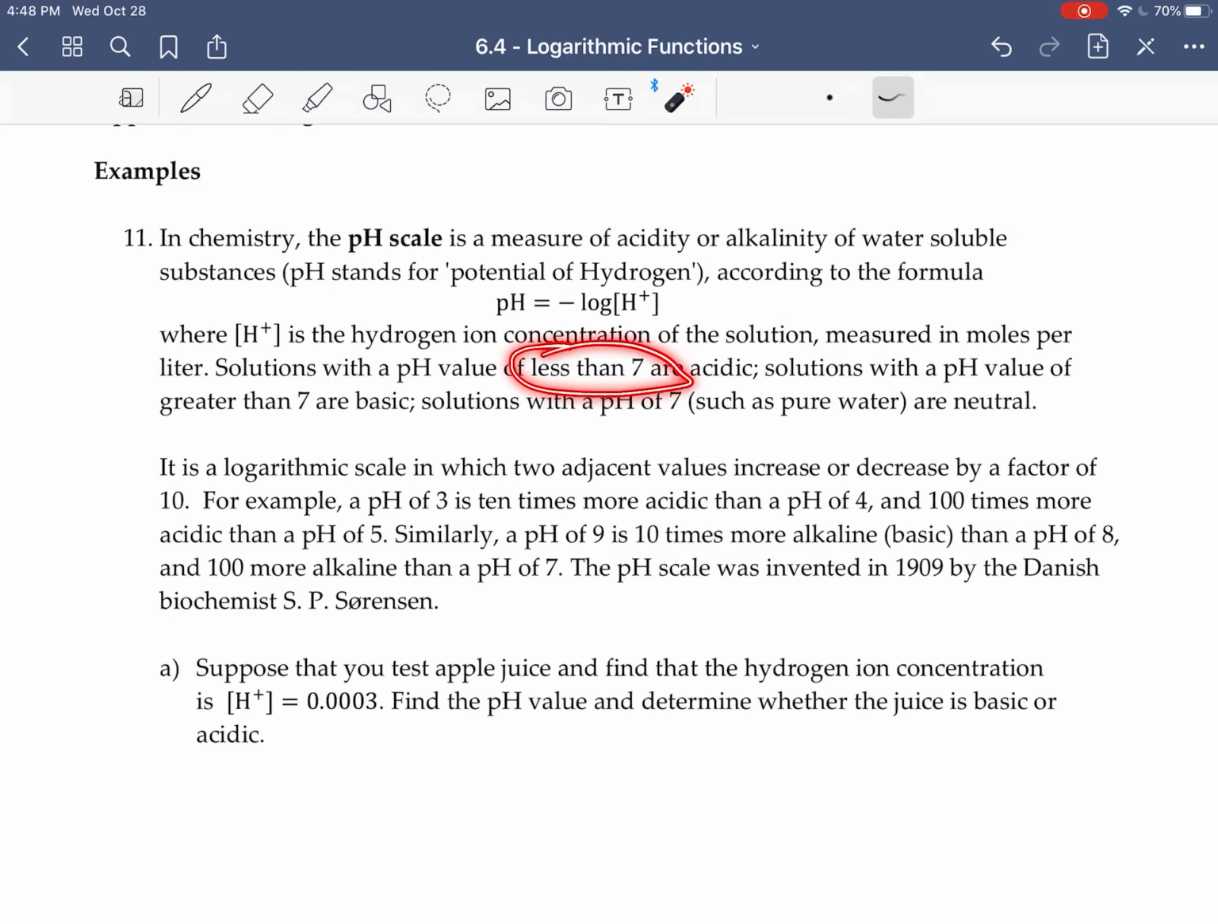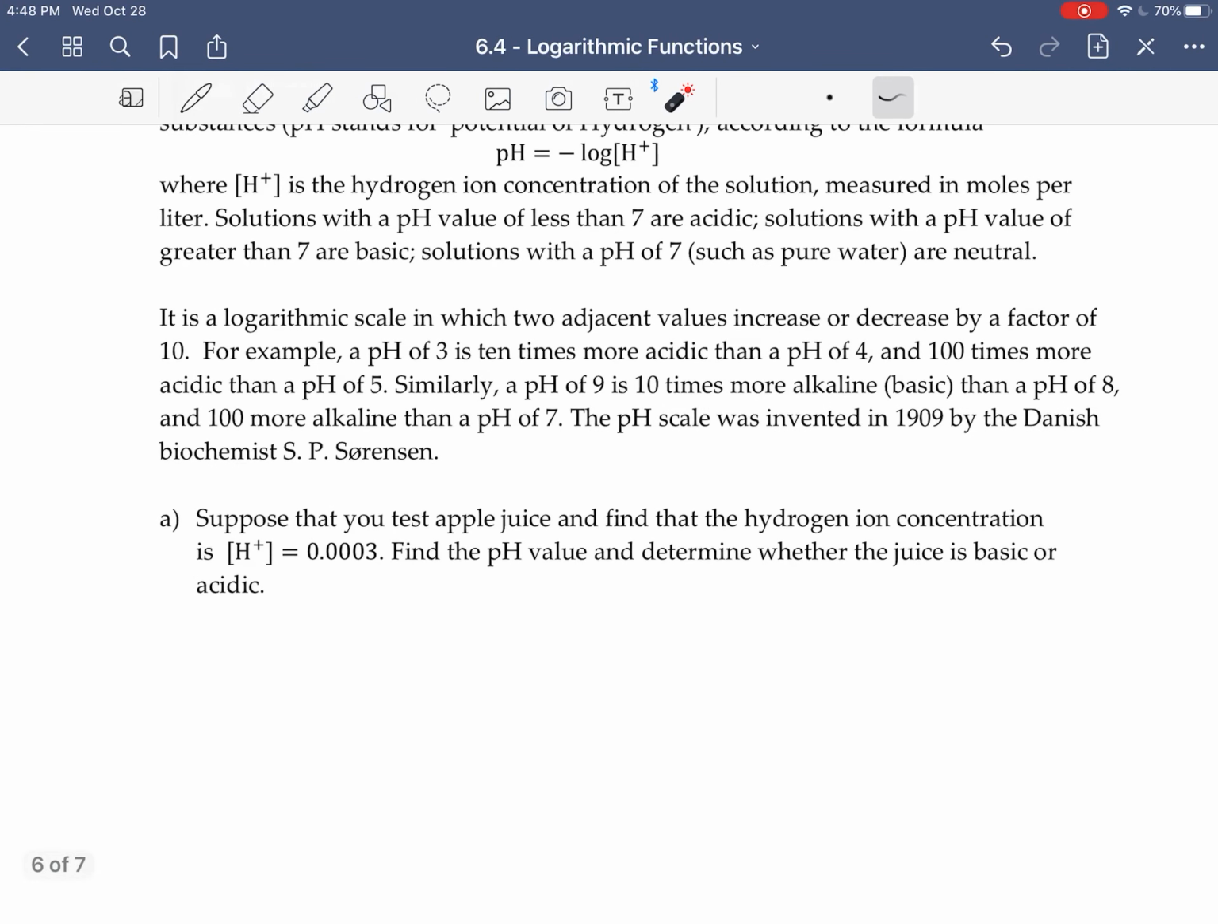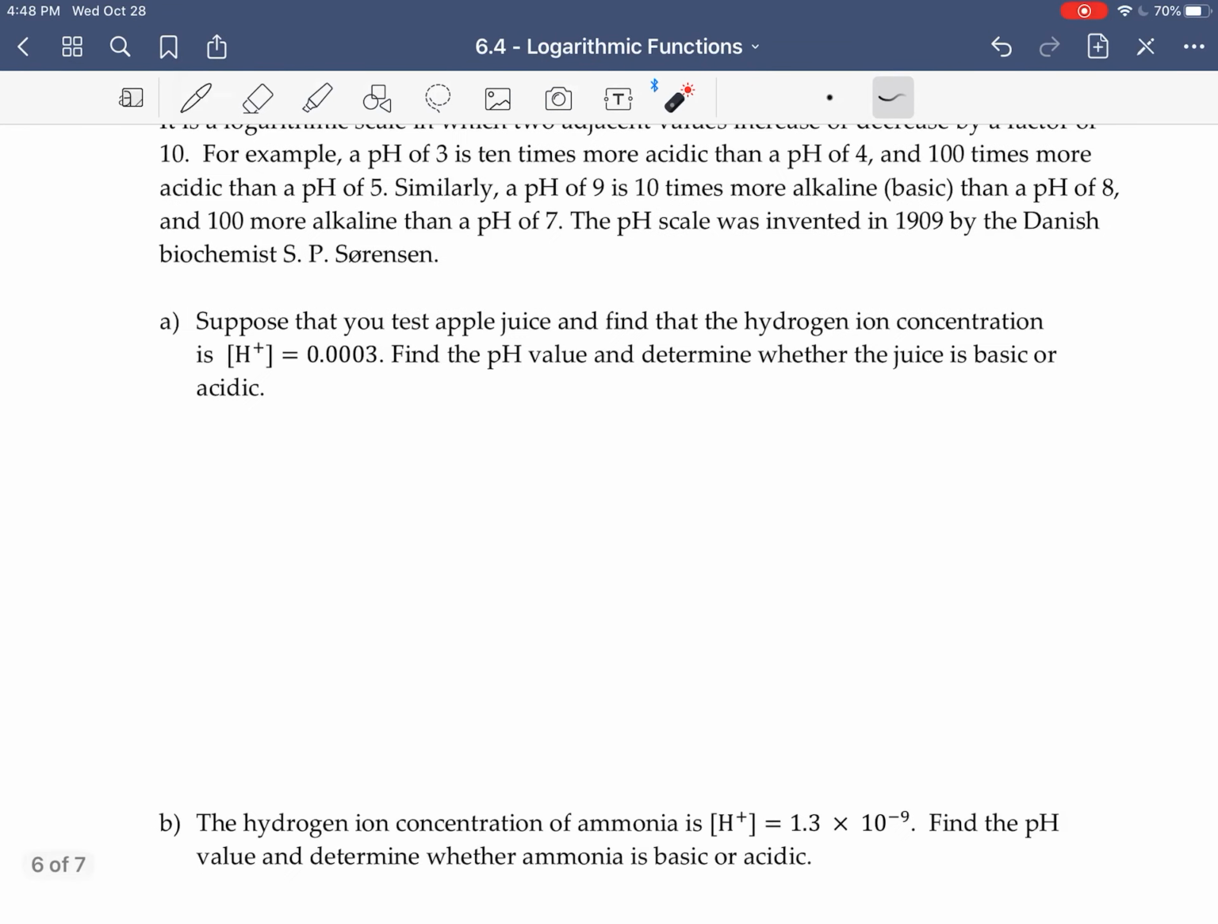Less than 7, we say the solution is acidic. Greater than 7, we say it's basic. And if it's exactly 7, like pure water is, then it's neutral, so neither acidic nor basic. These things increase by factors of 10, so that's why they use a log scale. So let's just go to the question here.